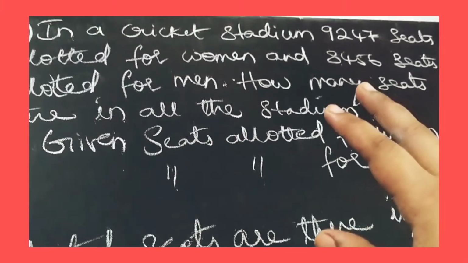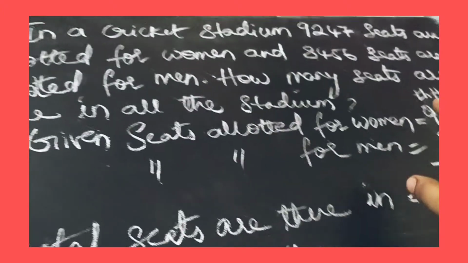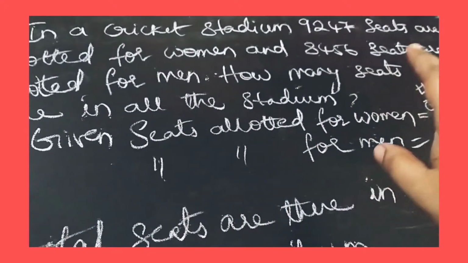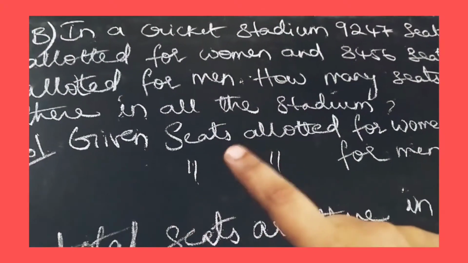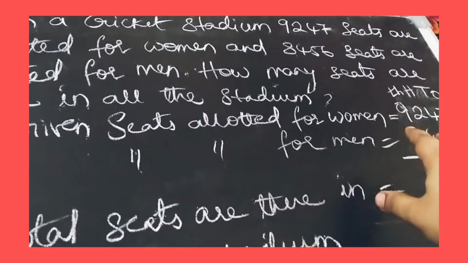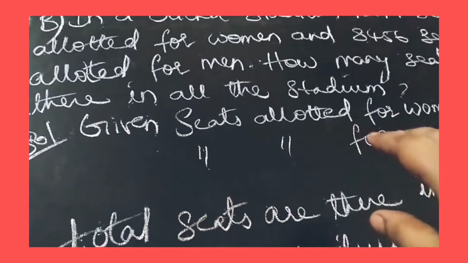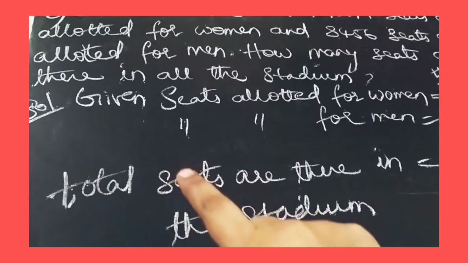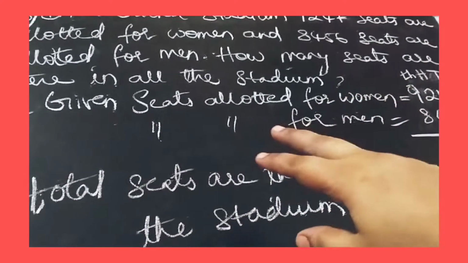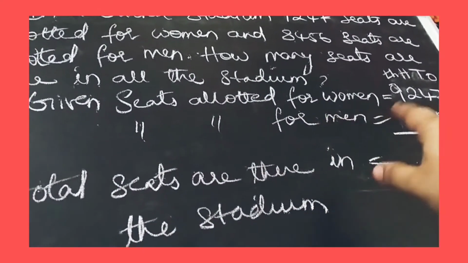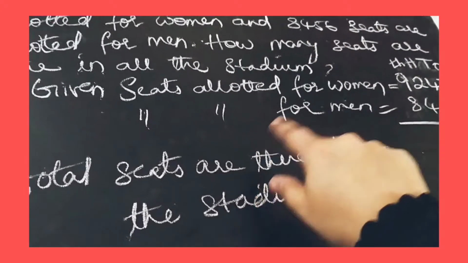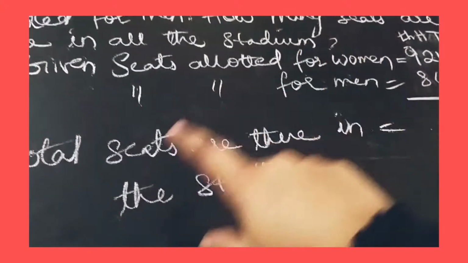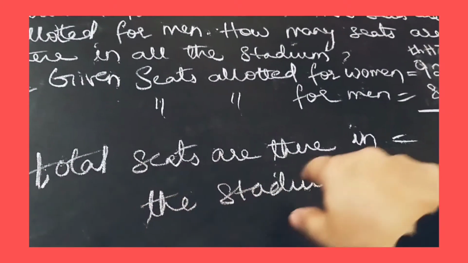At a stadium, 9,247 seats are allotted for women and 8,456 seats are allotted for men. So how many seats are there in all in the stadium? You have to write the given seats allotted for women. So how many seats are allotted for women? It is 9,247. Then seats allotted for men, it is 8,456. Okay, then the total seats in the stadium.